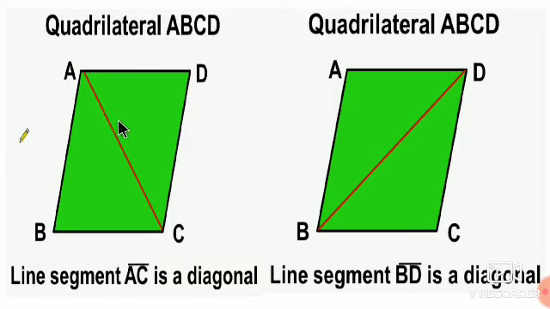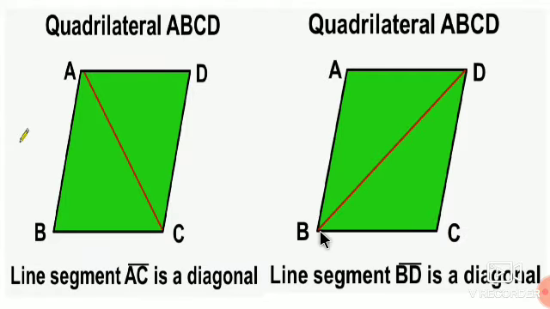Here in the figure of the quadrilateral ABCD, we join the opposite vertices. This is the segment AC. The line segment which joins the vertices of the opposite angles of a quadrilateral is called a diagonal of the quadrilateral. Here this segment AC is called the diagonal.